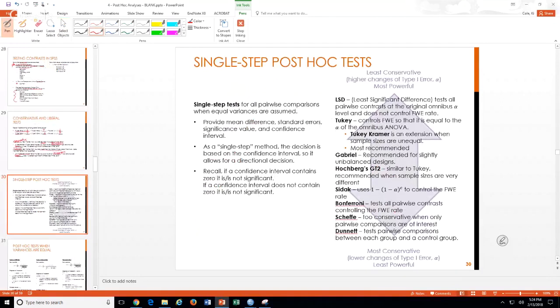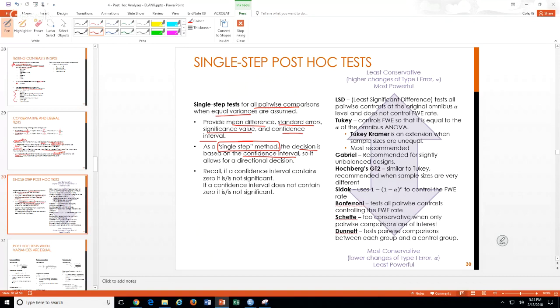So that first set of pairwise comparisons, when all variances are equal, we met that assumption. And these are the ones that I would probably most often choose from because they provide a mean difference, standard error, significance, p-value, and confidence interval. So as a single step method, that's what these are. The decision of rejecting or retaining is actually based on a confidence interval. That's why it allows for a directional conclusion.